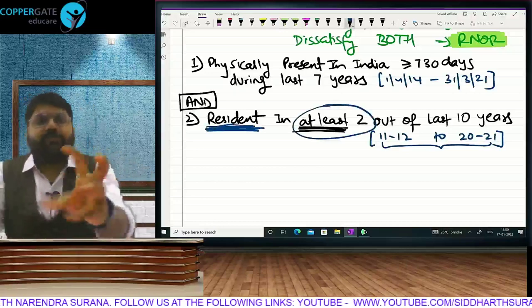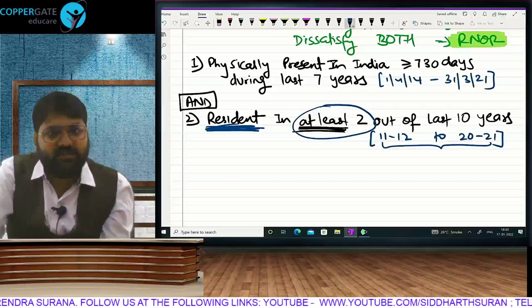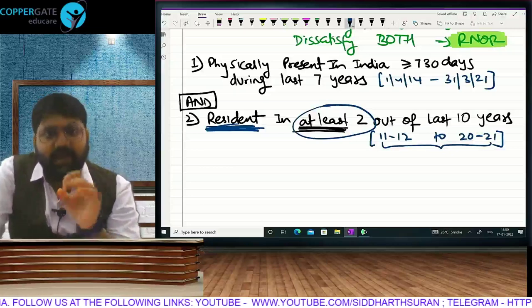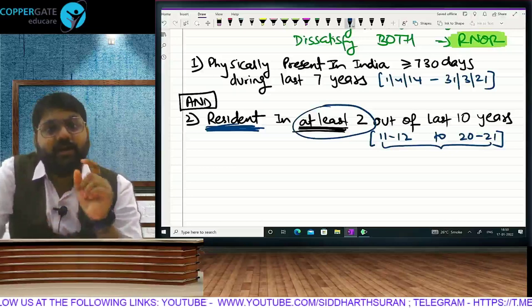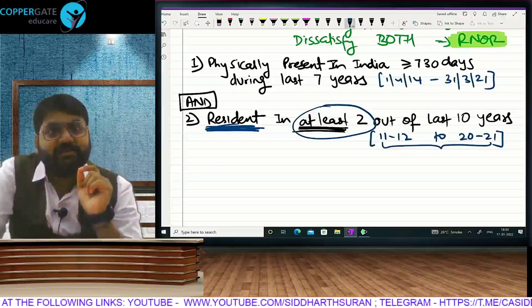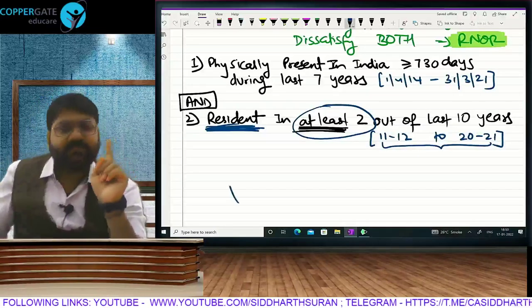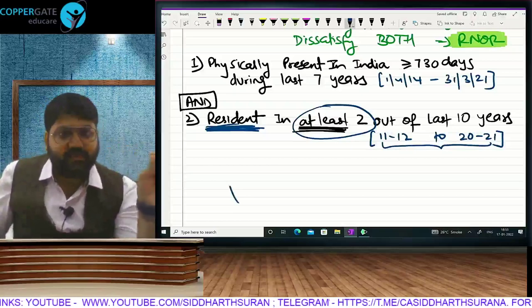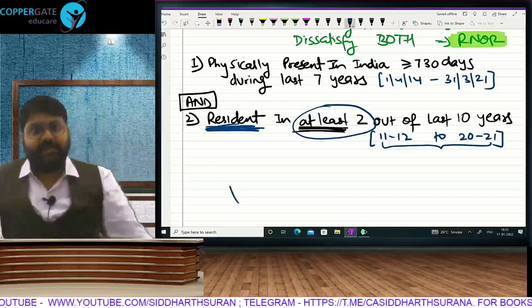resident. Supposing 2021 it was 0 days. So, non-resident. 19-20, 0 days. Non-resident. 18-19, full year in India. So, 365 days. So, 1 year done. 17-18, 0. 16-17, 0. 15-16, 0. 12-13, 0. 11-12, 365 days.